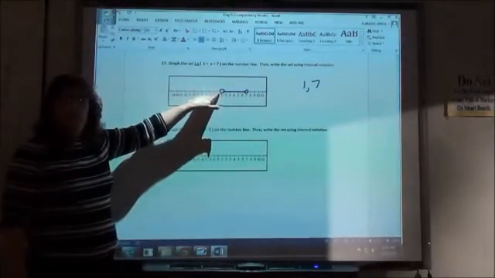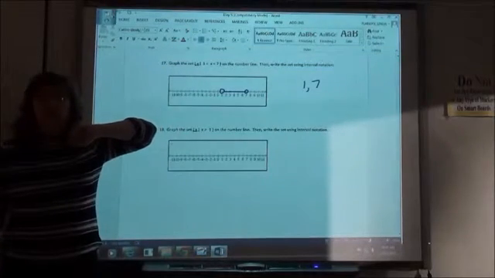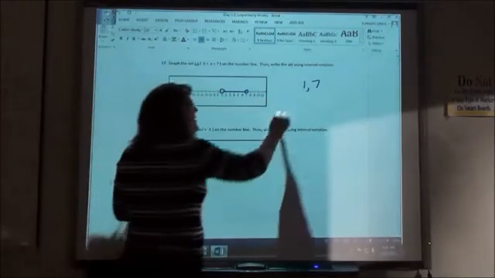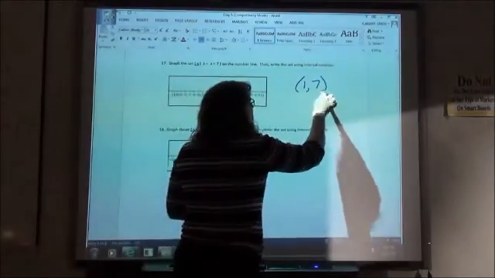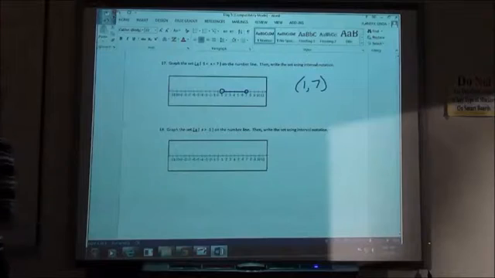I'm not equal to the 1, so what kind of end mark should I have? The parenthesis. And I'm not equal to the 7, so I also have a parenthesis. So on that one I have parentheses on both ends.